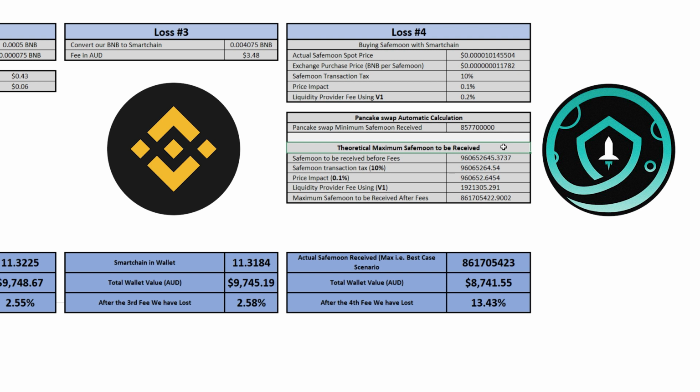Now, in this instance, I'm going to do the next calculation using the best possible scenario, being the maximum SafeMoon received. So after calculating the fees associated with buying SafeMoon using Smart Chain, we gain 861,705,423 SafeMoon tokens. After the transaction tax, because remember, you get taxed 10% of the purchase, the value in AUD of our wallet is now $8,741.55, which brings our total fees to 13.42%. So now this could play out several different ways.